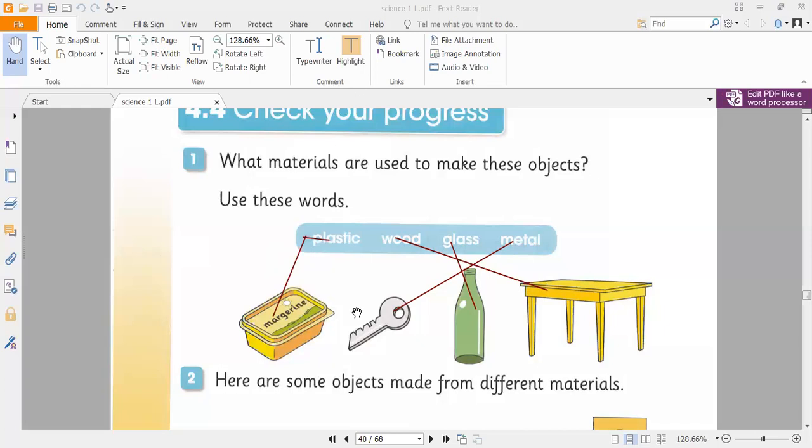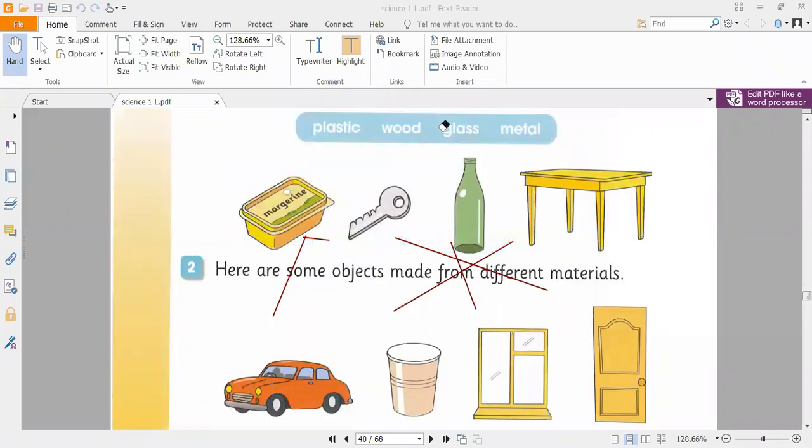Moving on to question number two, if you have understood question number one. The margarine box was made of plastic. The table is made of wood. The key is made of metal. And the bottle is made of glass. Okay, moving on to the next question.